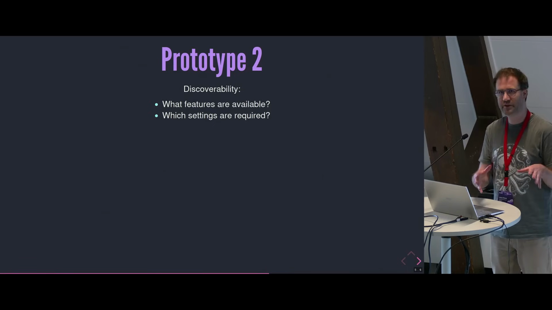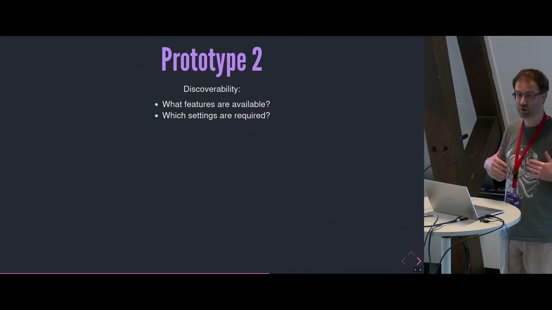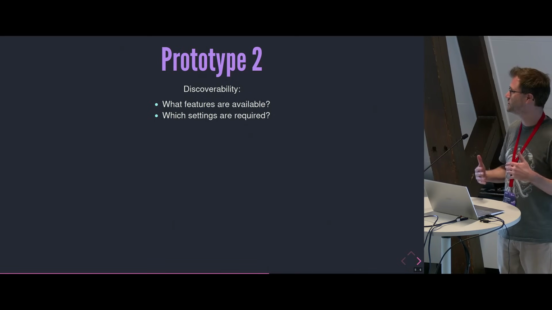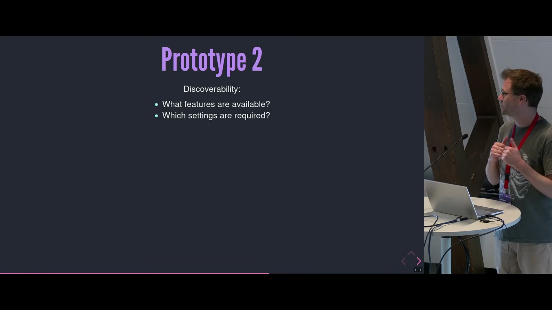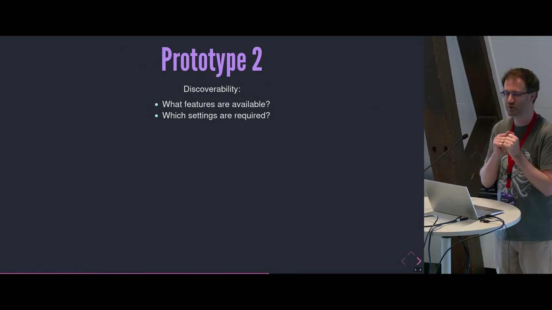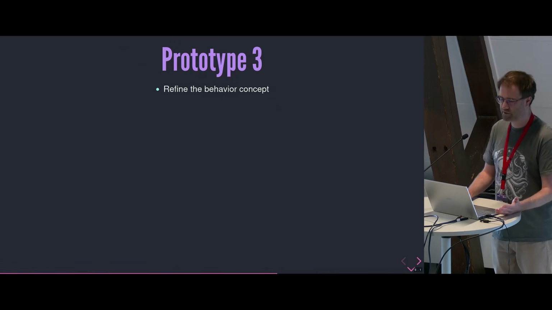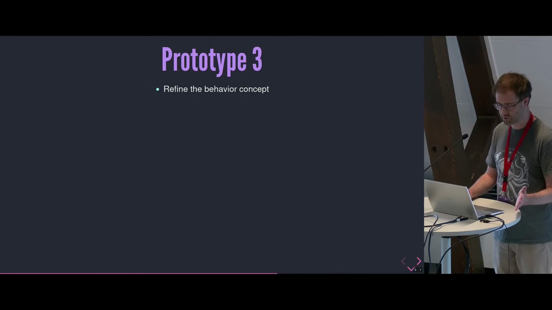Now, the next problem that we come up with is, okay, how do you actually know what features are available in the simulation? Users don't want to read documentation for this, obviously. We don't want to make them do this. So how do we tell users what is available? How do we make these things discoverable? And that's ultimately when we get to prototype number 3, where we redefine this general concept and actually make it into something more usable.